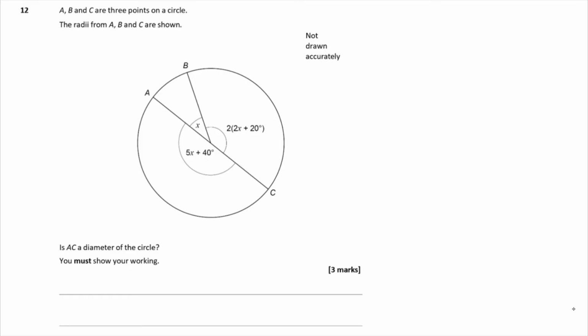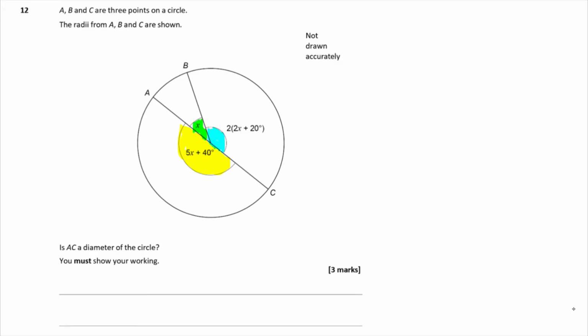Okay, so it's not drawn accurately, but we've got 3 angles given, and we need to see if 5x plus 40, then this one here resolves to 180 degrees. And if it does, then AC is going to be a diameter. But if that angle is not 180 degrees, then it's not a diameter, is it? Now we've got 3 angles meeting at a point, basically. So we've got 5x plus 40, we've got x, and we've got this 2 lots of 2x plus 20.